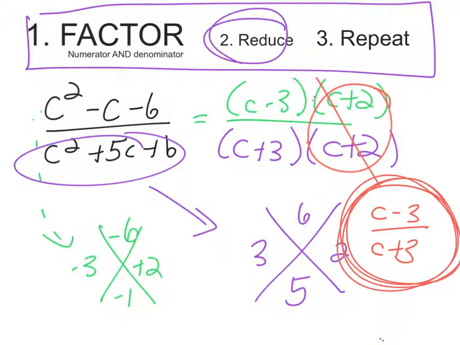I know that's my final answer because I'm trying to repeat my process. I cannot factor the numerator. There's no way for me to factor c minus 3, and there's no way for me to factor c plus 3. And of course, we know that we cannot cancel anything. We can't cancel those c's because these c's are not a part of a multiplication problem. Same thing with the 3's. We can't cancel the 3 because this 3 is part of a subtraction problem, and this 3 is part of an addition problem.